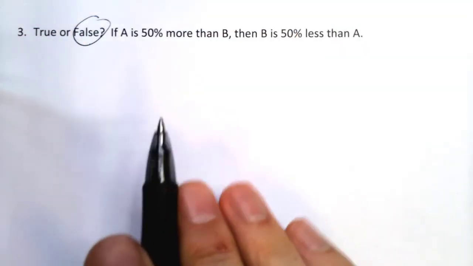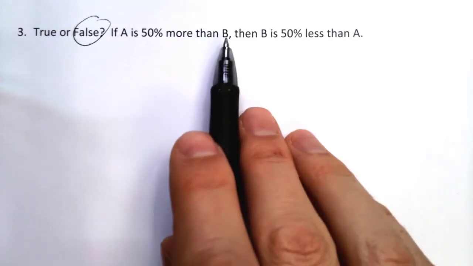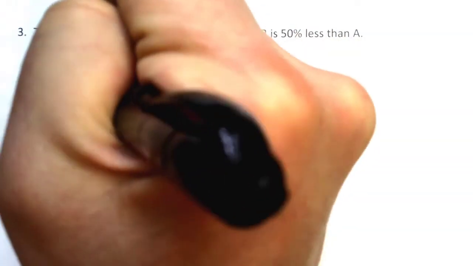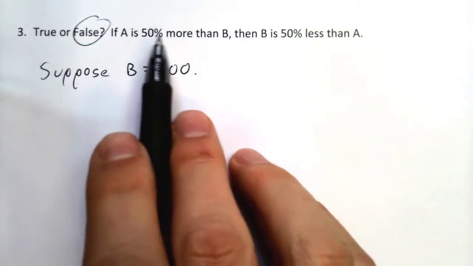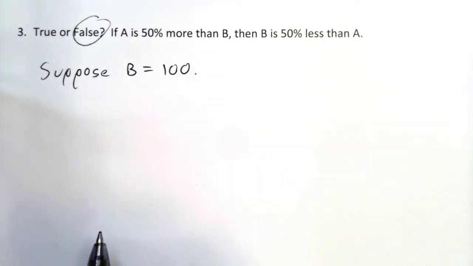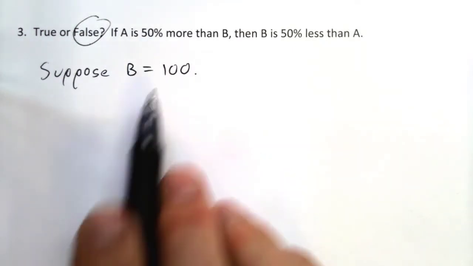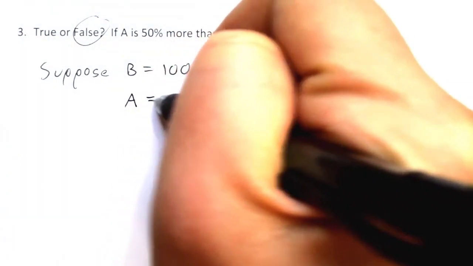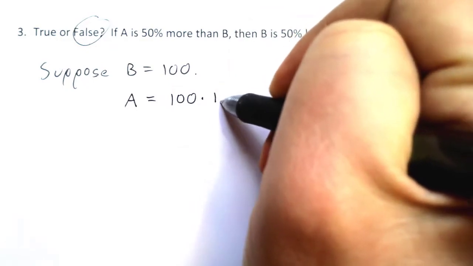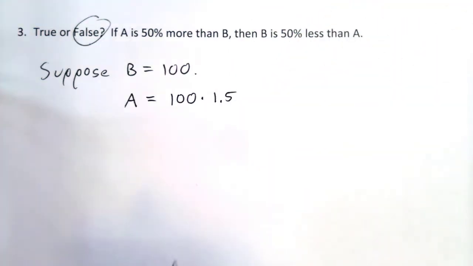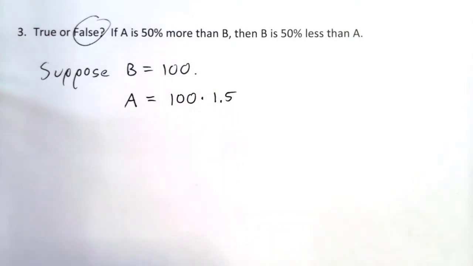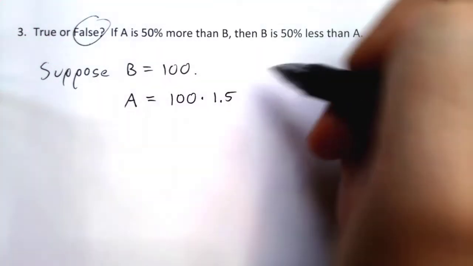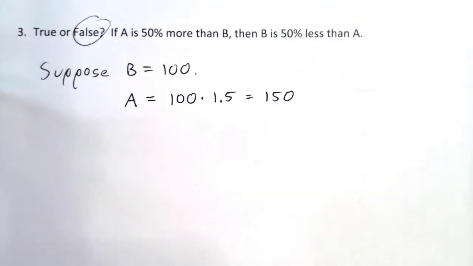The example we can do is, let's let B be equal to 100. Let's suppose B equals 100. What would A be then? Well, A is 50% more than B. So to get A, I'll just multiply B times 1.5. If you don't understand how I got that, check out my previous video, where I talked about how you can increase something by 50%. When we do that, we get 150. So if B is 100, then A is 150.